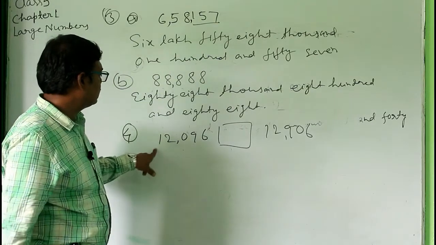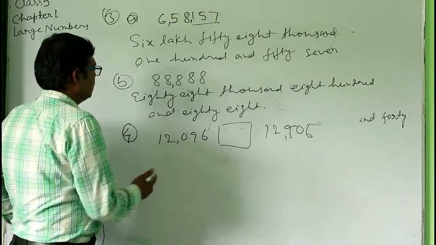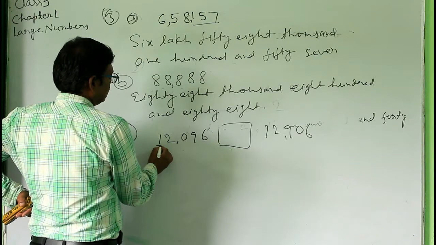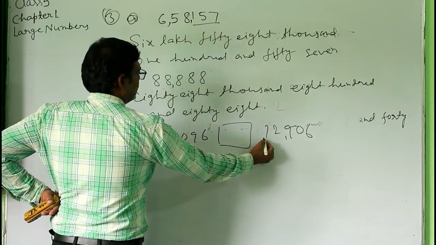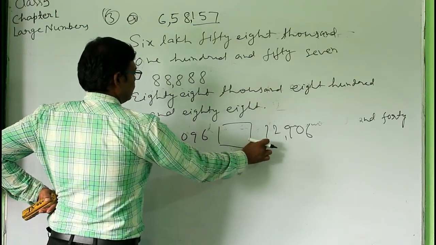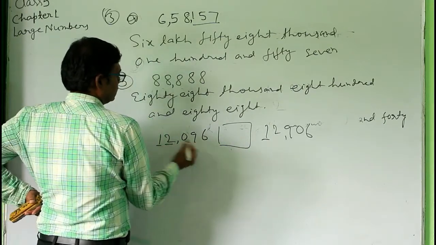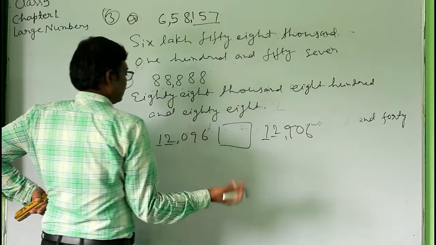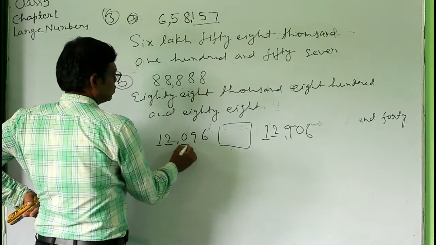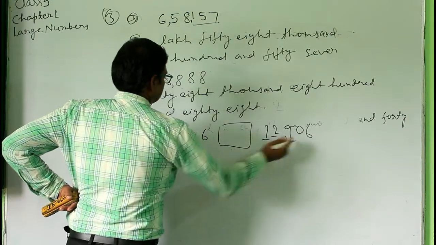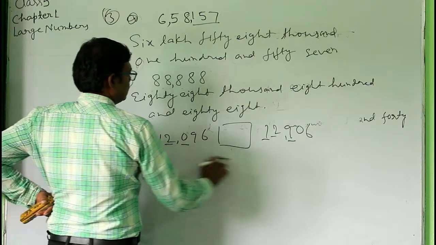So here see that this number is 12. That is, in this case, this is at the 10,000 place 1, and here also 1. That is, at the 10,000 place the number is same. And next, at the 1000 place the number is 2, and here also 2. Then next move, this is at the 100 place, and here 100 place here. So now see that it is 0 and this is 9 here.